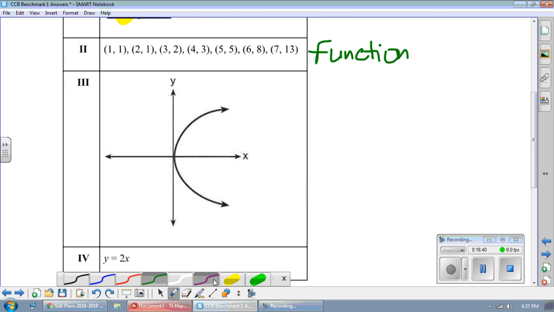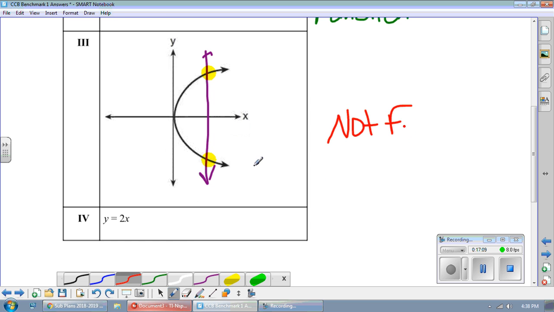Roman numeral 3, a graph, so we use the vertical line test. If we stick a vertical line in there, does it hit more than once? Yes, it does. If it hits more than once, it is not a function. A vertical line cannot intersect a graph more than once. If it does, it's not a function.